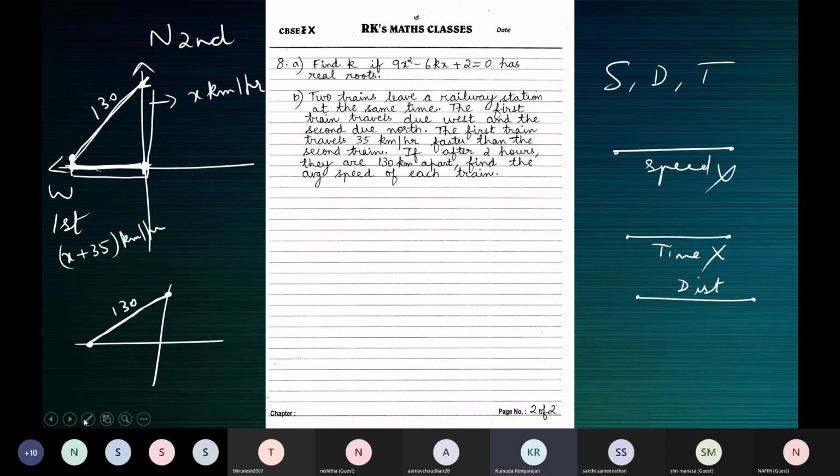See, the train has some length, but here only this point represents the train because we do not know the length of the trains. So this dot represents one train and this dot represents the other train. And when you connect these 2 points, that is the distance between the 2 trains at the end of 2 hours.